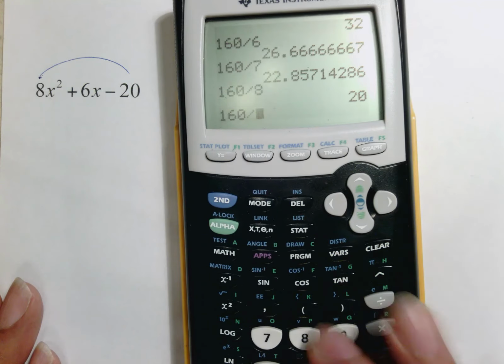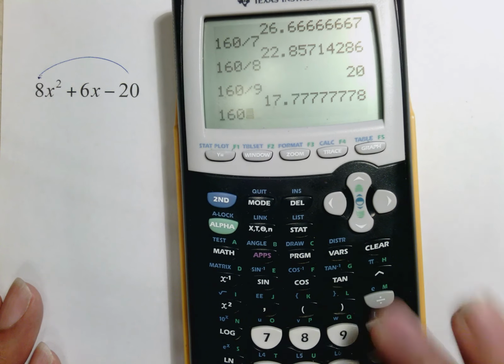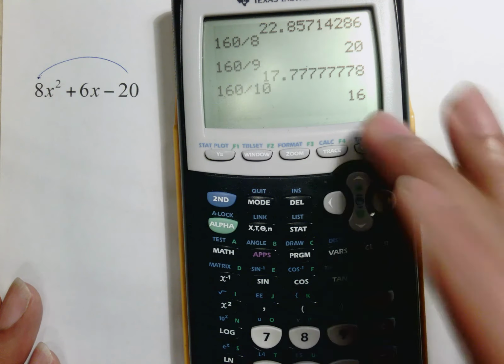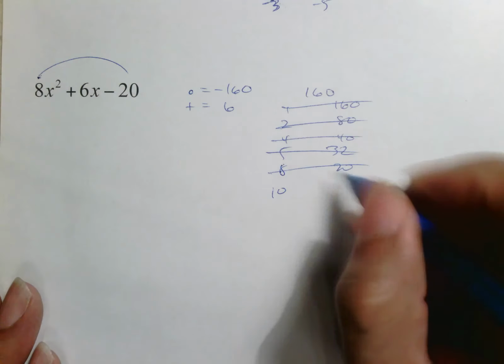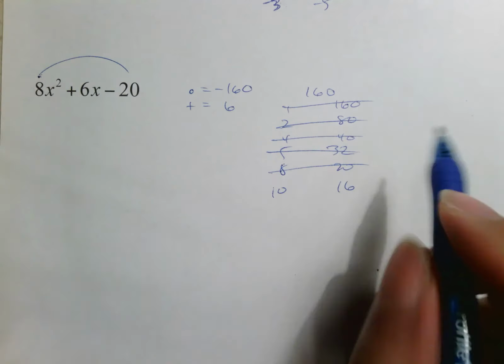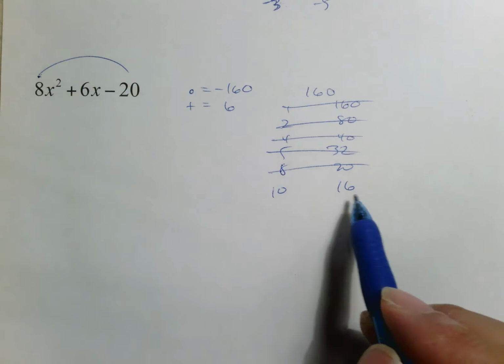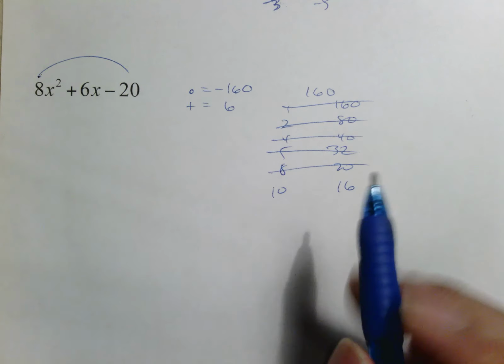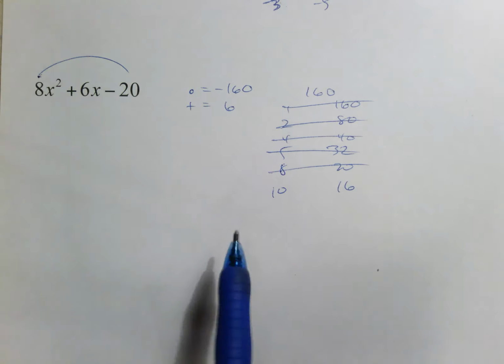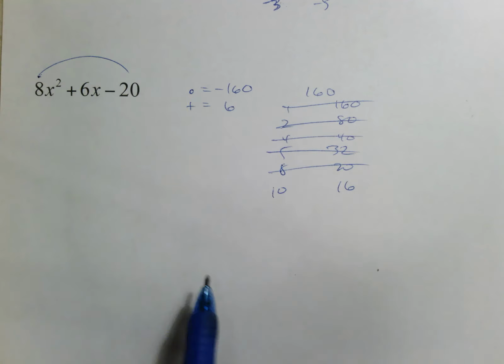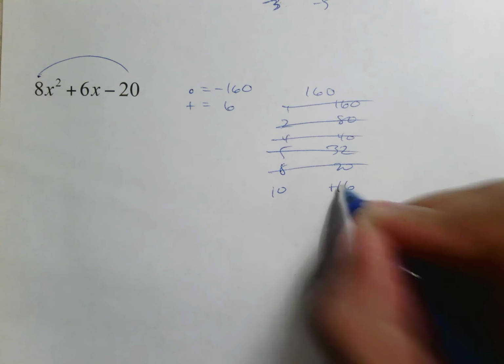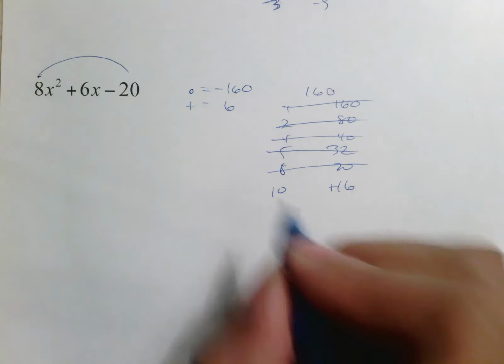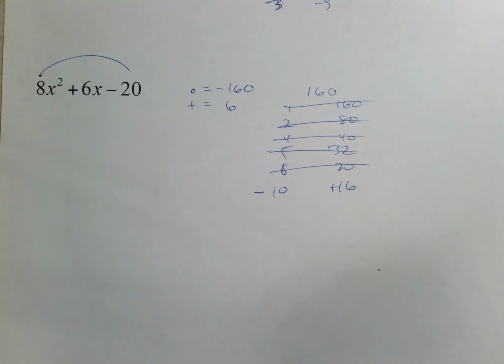160 divided by 9, no. 160 divided by 10, you just have to kind of be persistent and look carefully, because the worst thing you want to do is cross off something that actually does work. 10 and 16 don't add to make 6, but they do subtract to make 6. And notice that 160 is negative, which means the signs are different. This means that 16 is positive. It means that in order to get from 16 to 6, 10 must be negative.